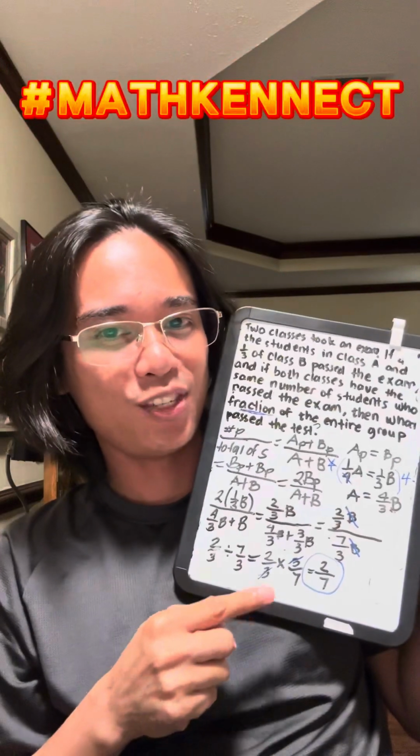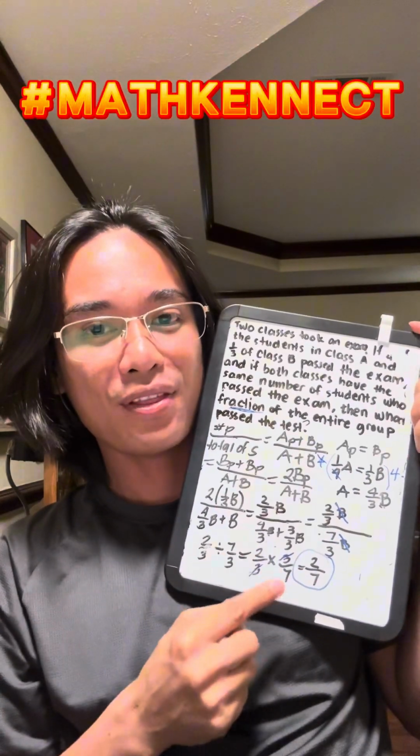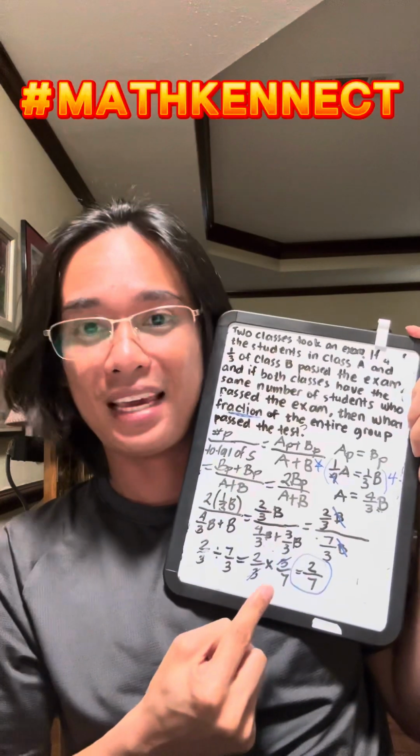So our answer is 2 over 7. So that means 2/7 of the entire test takers passed the exam.